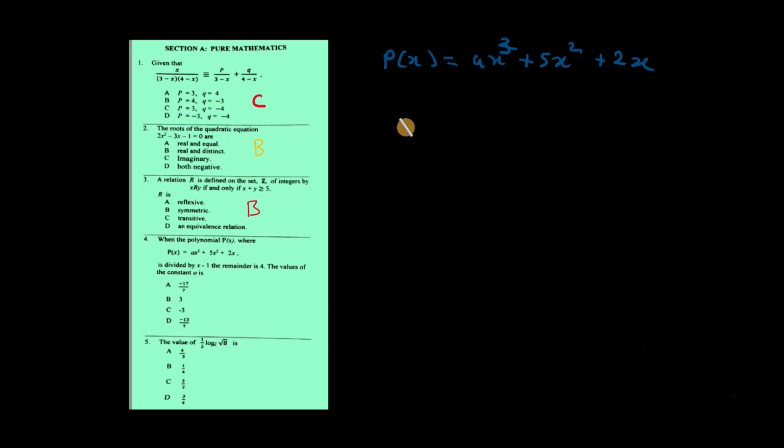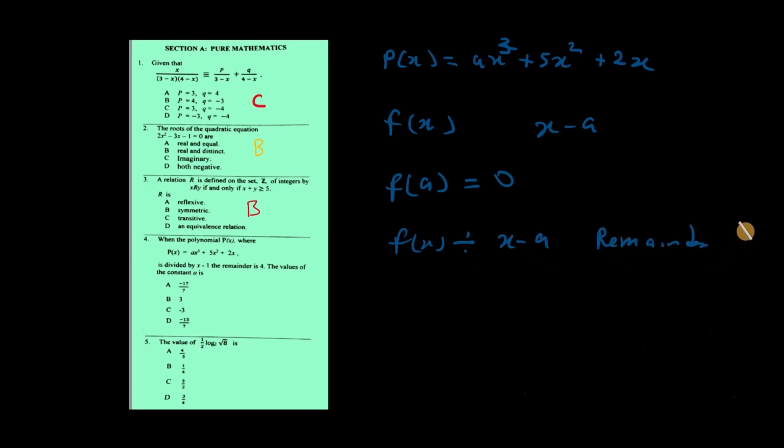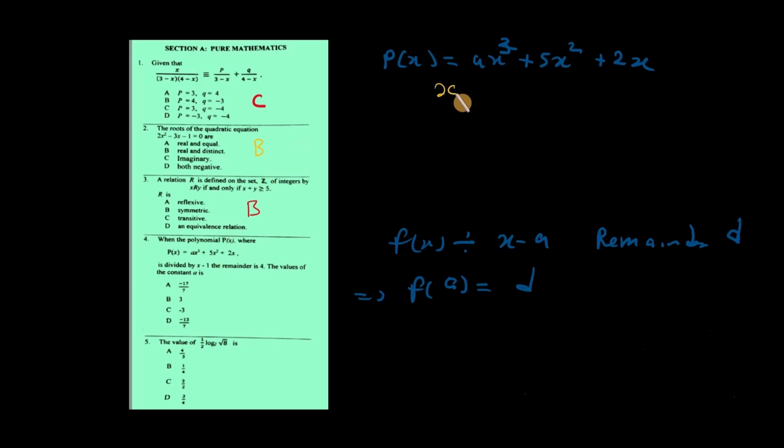From the factor and remainder theorem in polynomials, if we are given a polynomial, say f of x, and a factor, say x minus a, if f of x is divisible by x minus a, it means f of a should be equal to 0. If f of x divided by x minus a leaves a remainder, say d, it means f of a should be equal to d. They say this polynomial divided by x minus 1, the remainder was 4. So what is the value of a?